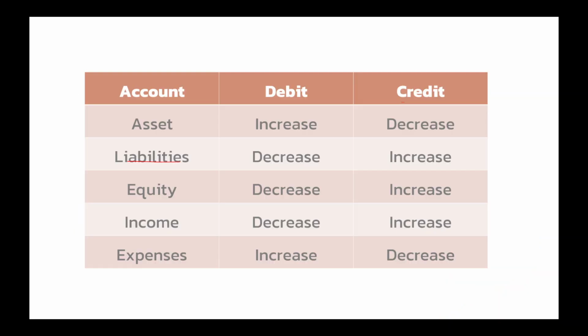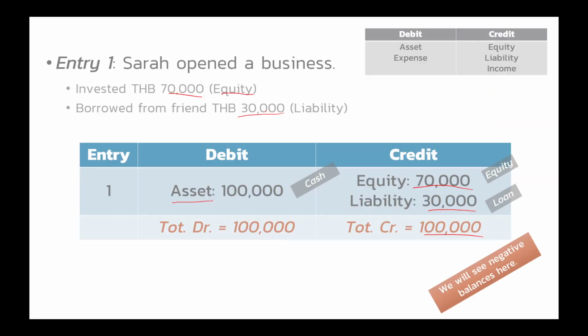So when you go back to this table, if the assets increase, you have to put it on the debit side. That's why we put 100,000 baht here. If you total things up, you can see that both sides are equal. And you're going to see this action reflected in the software probably today.